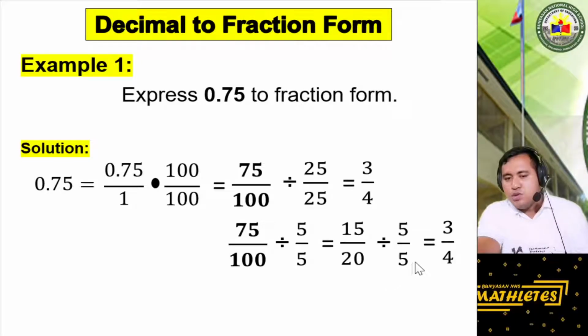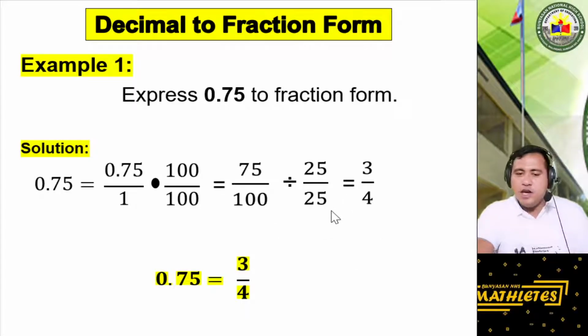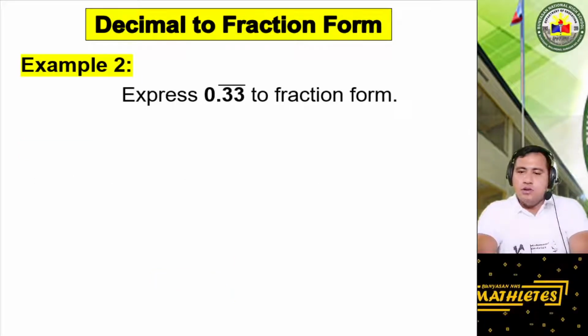It can still be reduced. So again, we look for a number that can divide them. So 5, another 5. 15 divided by 5 is 3. 20 divided by 5 is 4. So the result is the same. We have 0.75 is equal to 3/4. Okay.